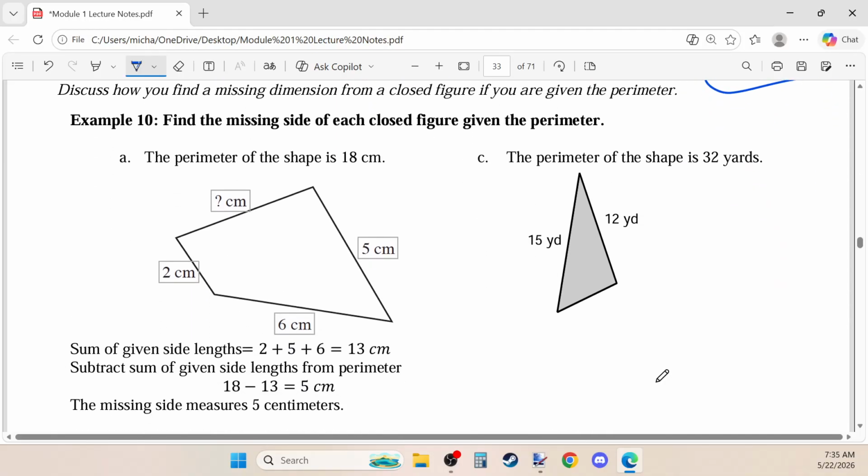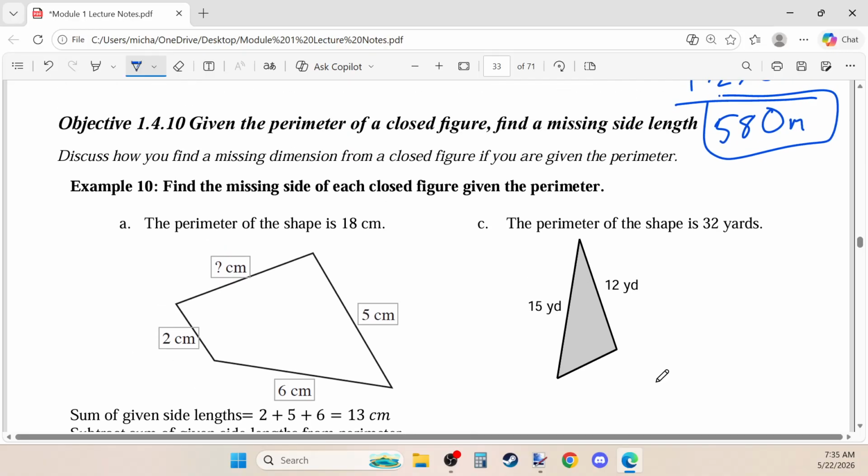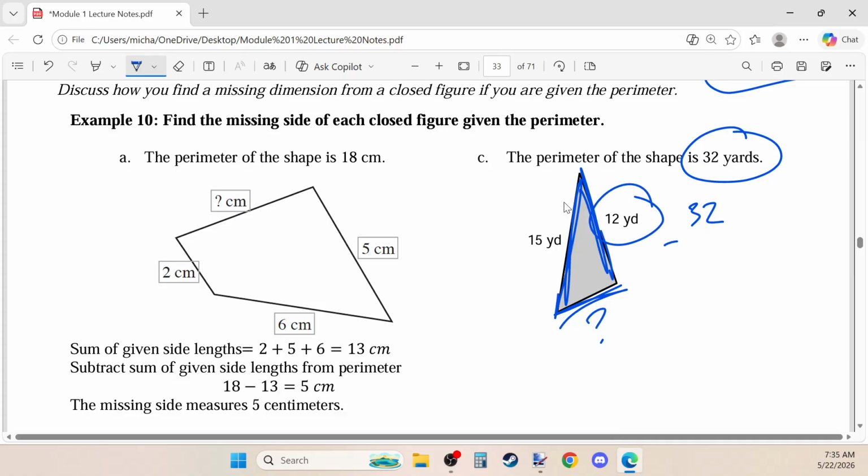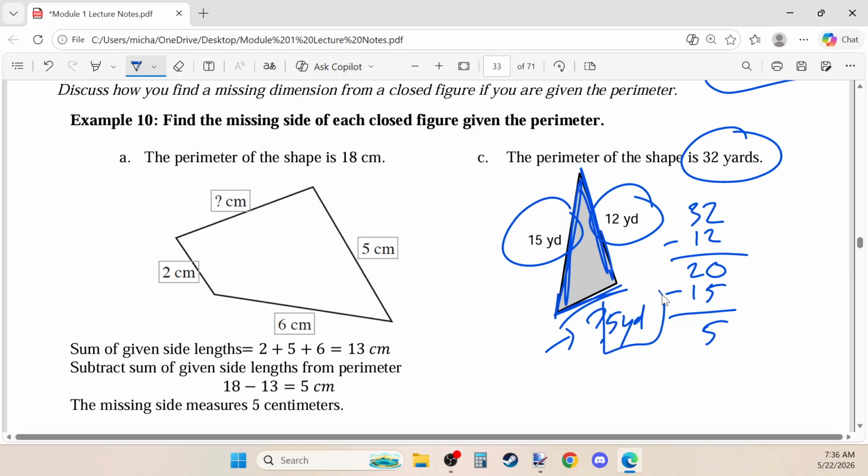Given the perimeter of a closed figure, find a missing side length. So, for instance, if I know the perimeter is 32, but the perimeter is this side plus this side plus this side, I know that 32 minus this side and this side will equal the missing side. So I subtract off the 12, I subtract off the 15. I know this side has to be 5 yards because that is what adds to the others to give us the 32 yards of perimeter.